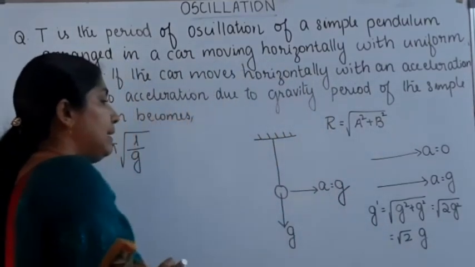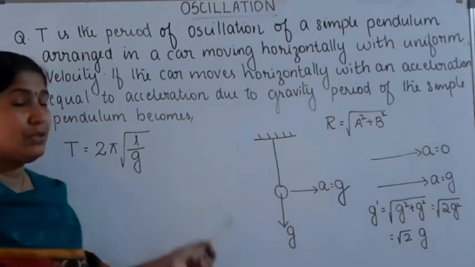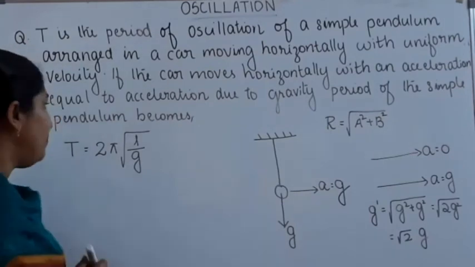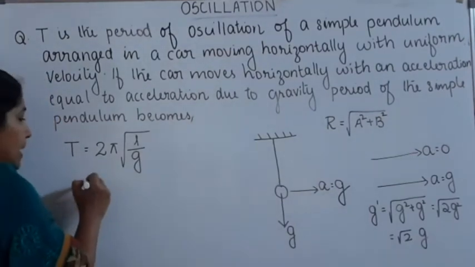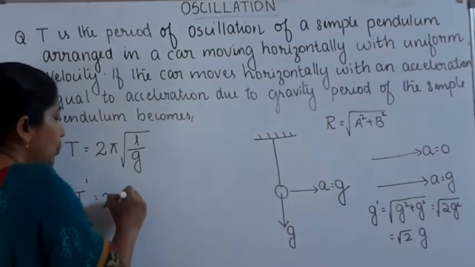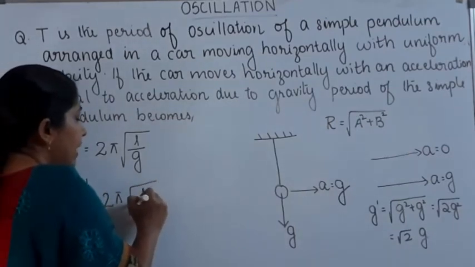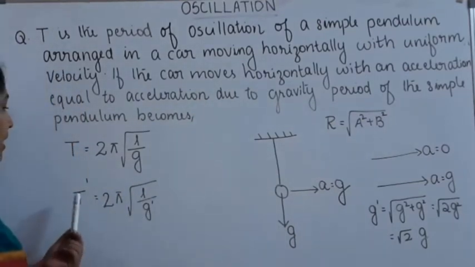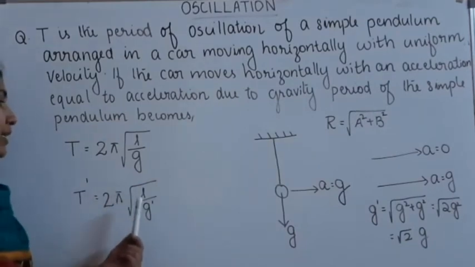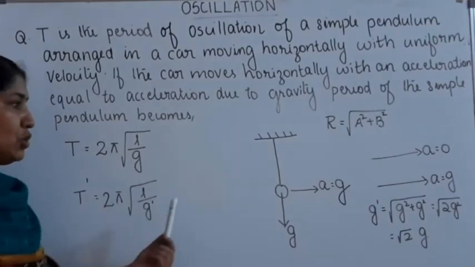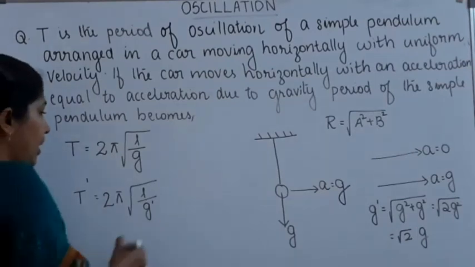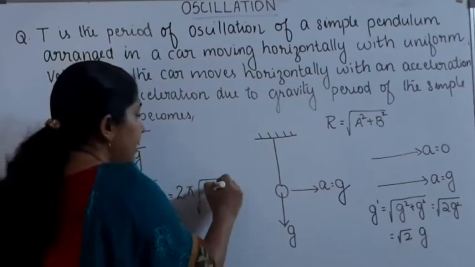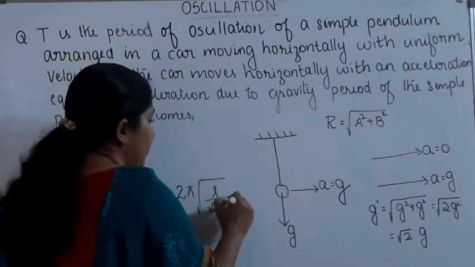This is the resultant acceleration acting on the pendulum when the car is moving with an acceleration equal to the acceleration due to gravity. Then the new time period T' is equal to 2π√(L/g'). g' is the new acceleration, so instead of g' we can write √2 g. That is equal to 2π√(L/(√2 g)).